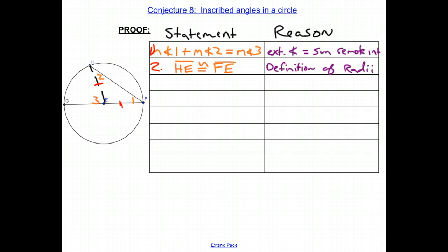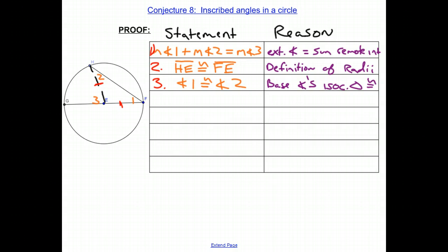So having two congruent sides in a triangle, what does that tell us? Well, that tells us that we are dealing with an isosceles triangle. And what do we know about the base angles in an isosceles triangle? We know that in an isosceles triangle, base angles are going to be congruent. Therefore, we can say that angle 1 and angle 2 are congruent. So because the base angles in an isosceles triangle are congruent, we can now say angle 1 and angle 2 are congruent.